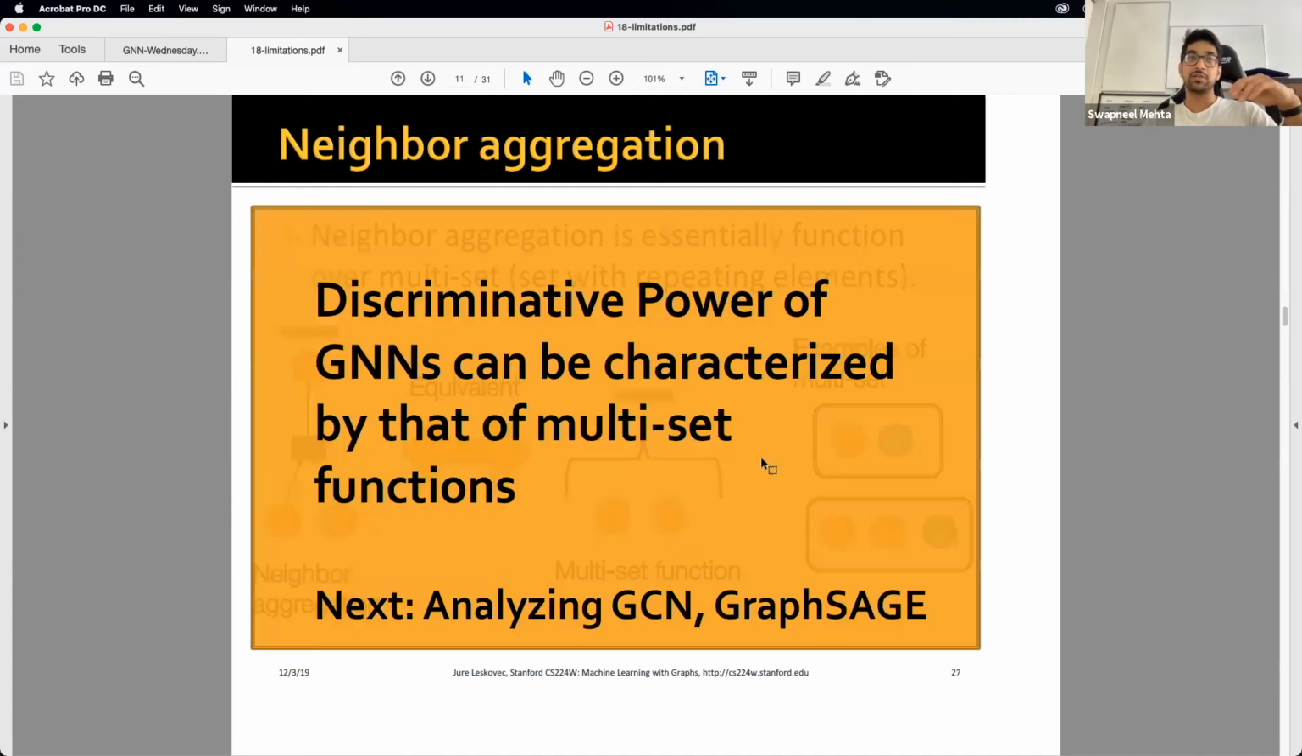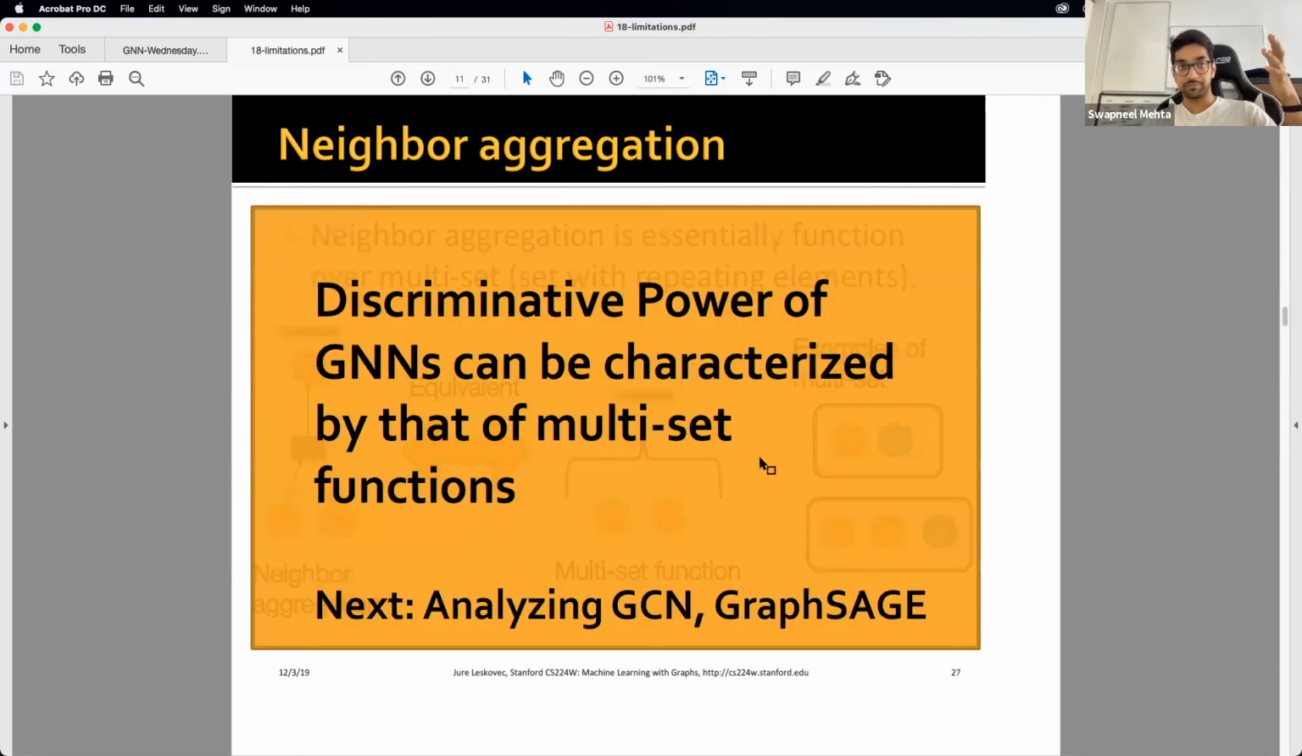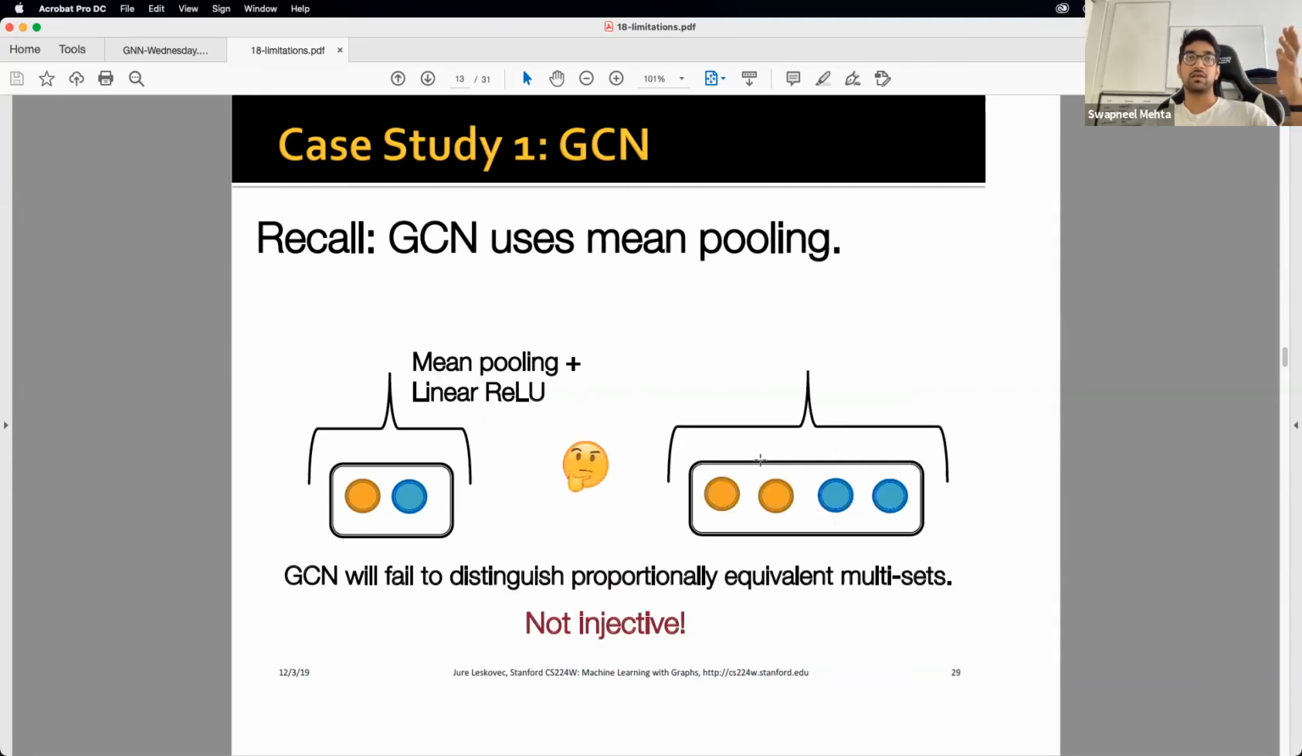Then maybe I should go to the slides. The discriminative power of graph nets can be characterized by that of these multi-set functions, these aggregation functions over multi-sets. Well, what happens in a graph convolutional network? I didn't want to go into this much detail.